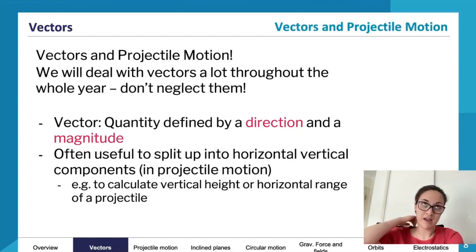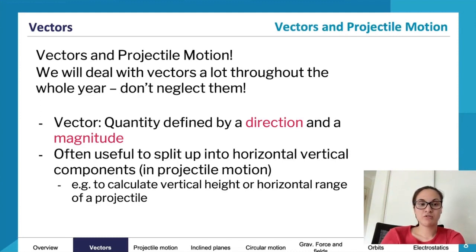So for instance, say a boat was going east at 10 kilometers an hour. That has not only direction, but it also has magnitude, the direction being east and the magnitude being 10 kilometers an hour. If you were to just say it's going east, then that's not a vector, that's a scalar quantity. So you've got to make sure it has both of those.